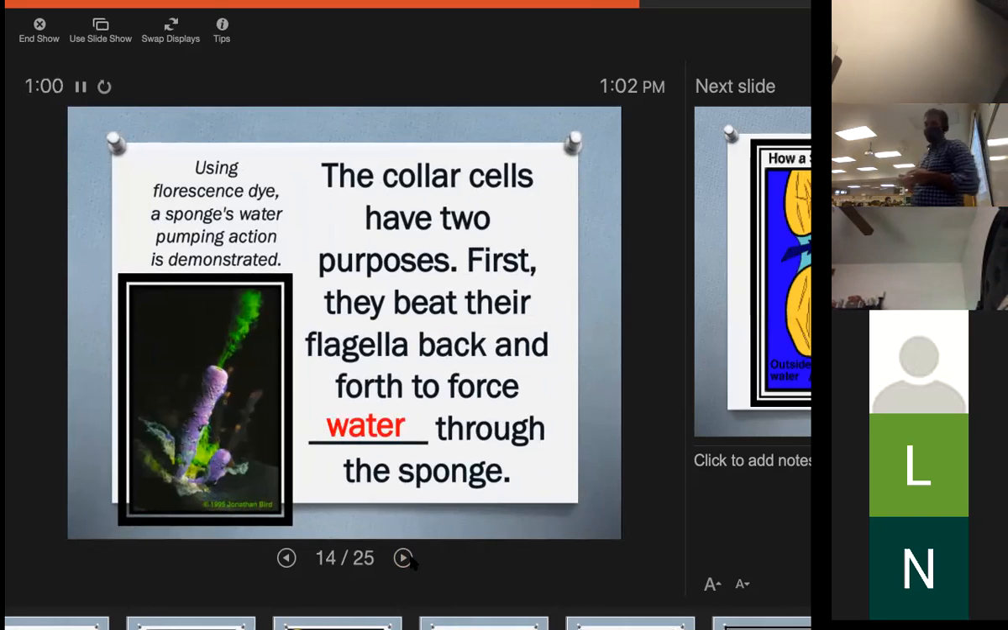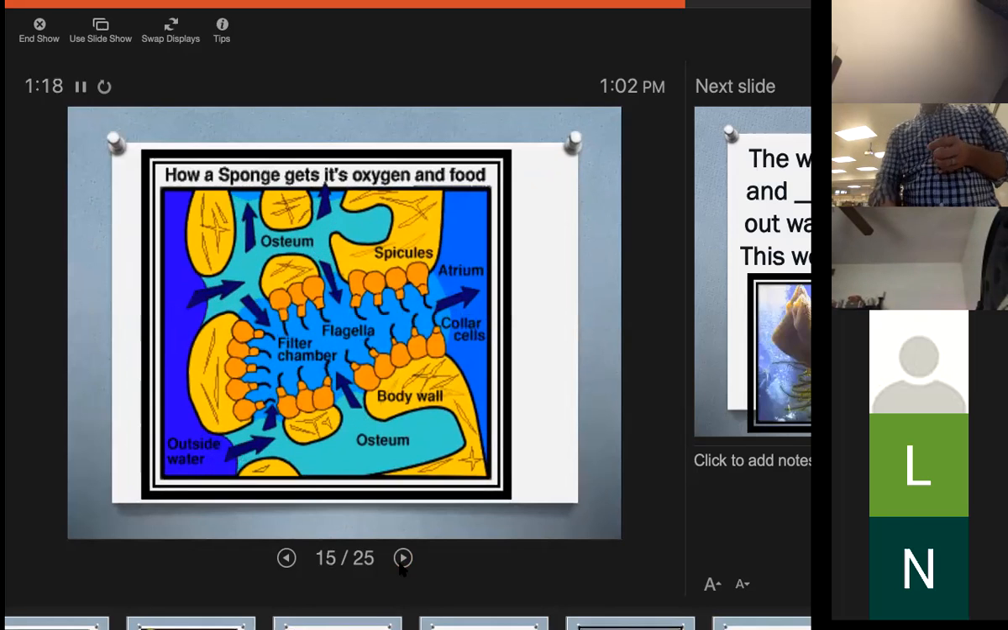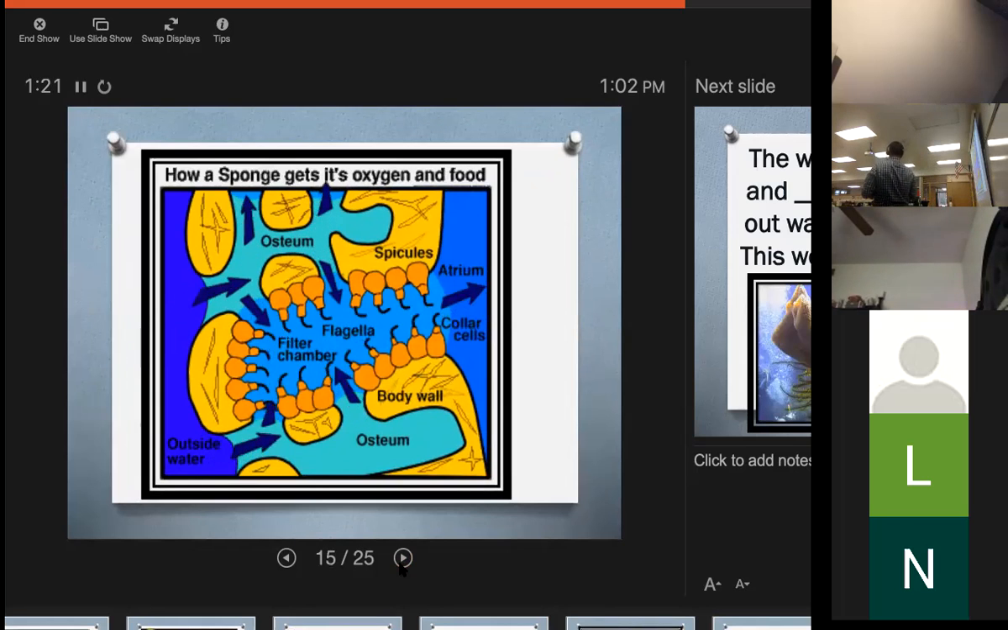Okay, so the collar cells, not only are they pulling water through the sponge, they're also collecting the nutrients. Now, because there are no organs, like no lungs or anything like that, all exchange is happening through these cells. So that means oxygen is also taken in through these collar cells. Carbon dioxide is gotten rid of through these cells. There's no stomach and intestine. Everything is happening at the cellular level.